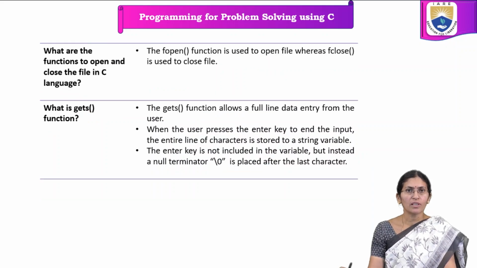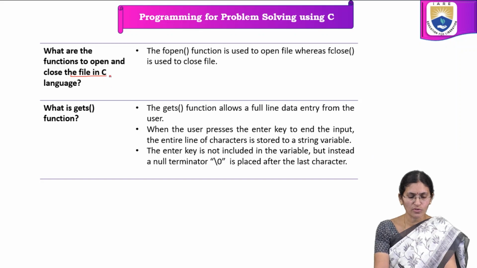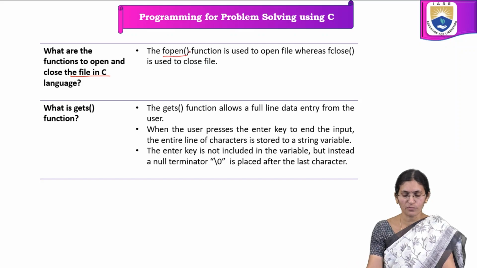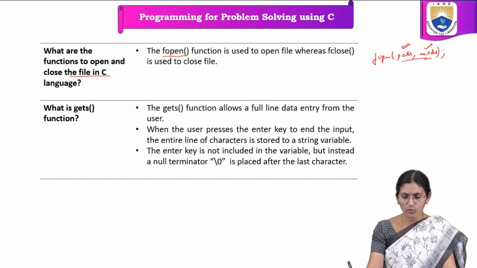Next one, what are the functions to open and close a file in C programming language? In C programming language, we can open a file by using the fopen function. It takes two parameters. One is the name of the file, or the path you can say, and the other is the mode in which you want to open the file. So the path specifies which file you want to open, and the mode specifies in what mode you want to open the file.